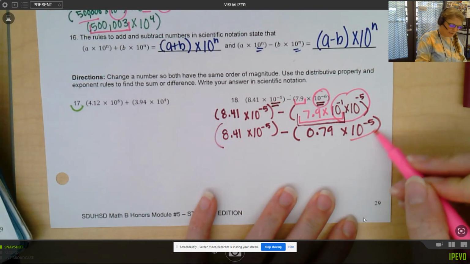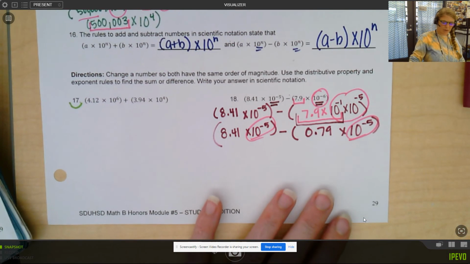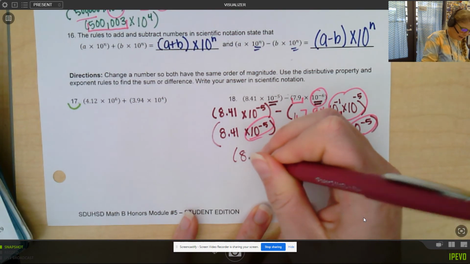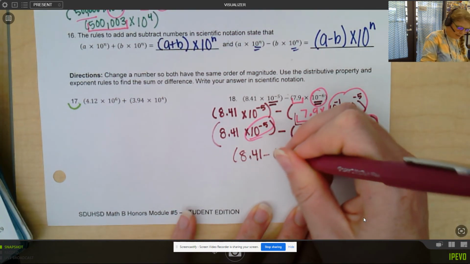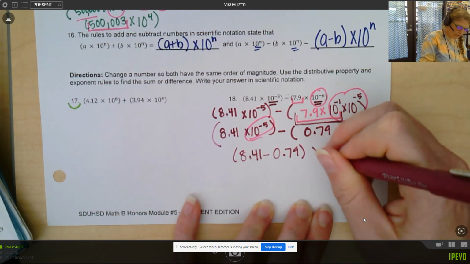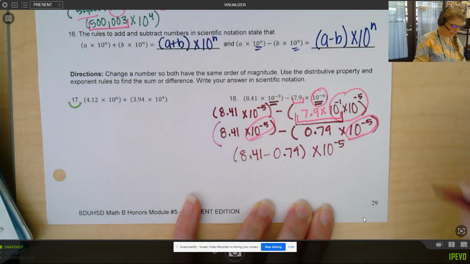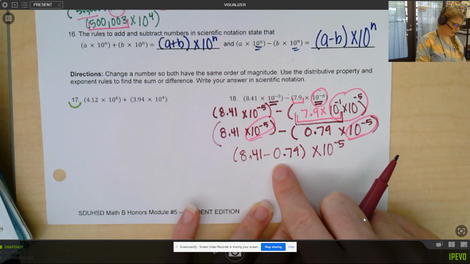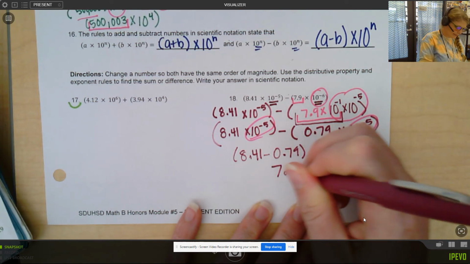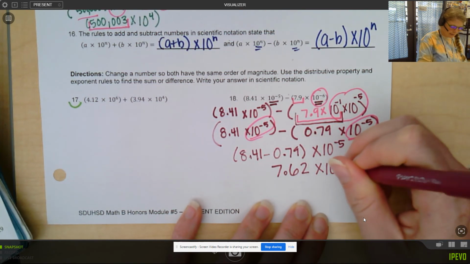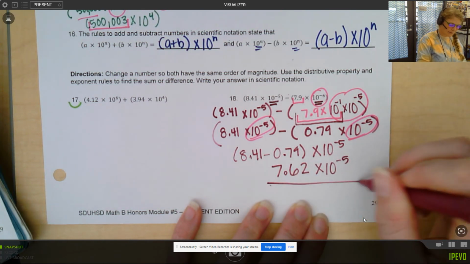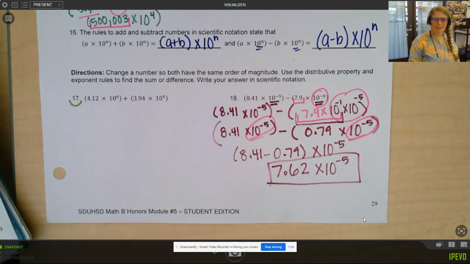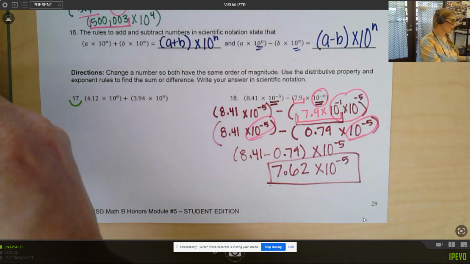So here we have the same order of magnitude. So we can look at this as 8.41 minus 0.79, all times 10 to the negative 5th power. If you grab your calculator and do that subtraction, you get 7.62, and it's just times 10 to the negative 5th. Double check your answer is in scientific notation and give it a box. Awesome. Go ahead and finish 17, and we will go over the answer in just a moment.